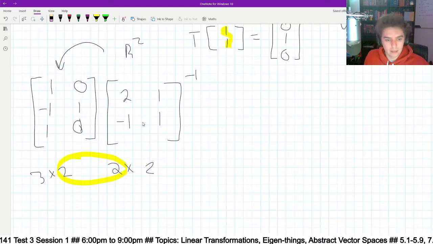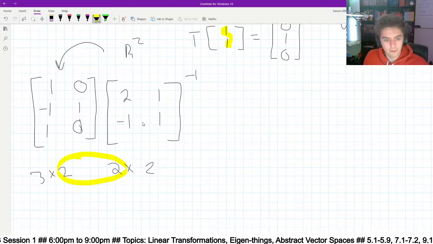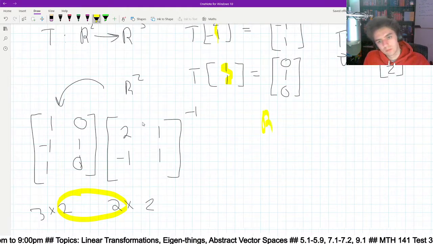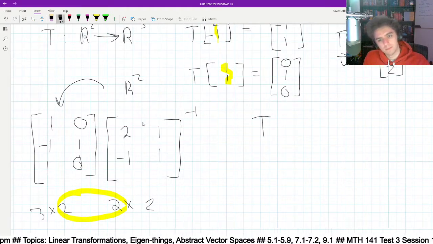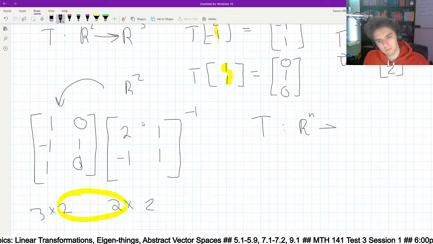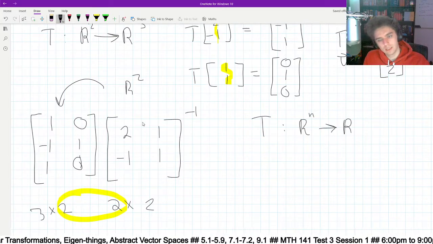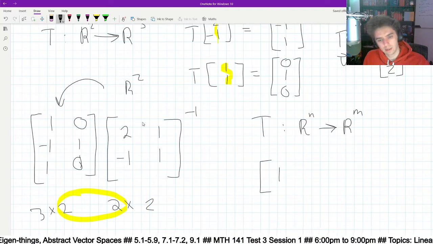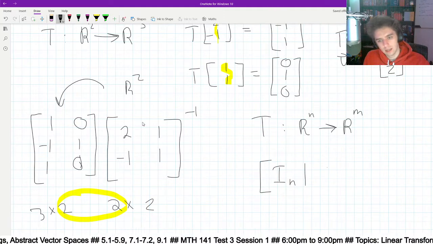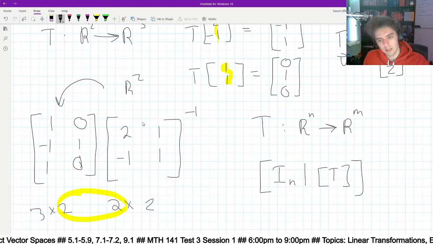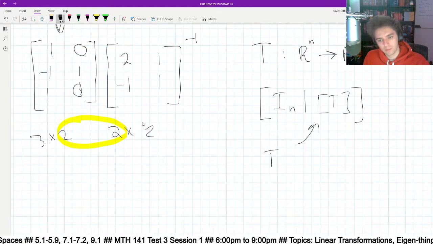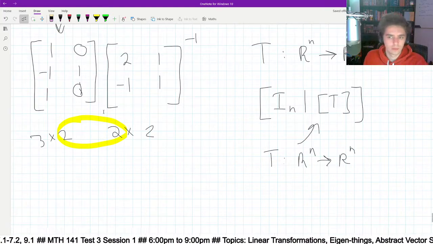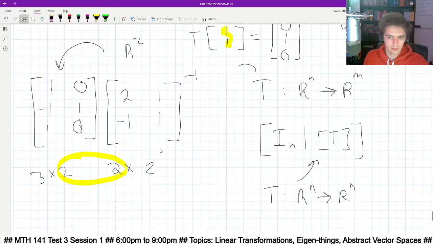So the first method that we use, that would only work if it's just Rn by Rn, and this one will work for every other type of situation? Yep. So this works for Rn to Rm. The matrix thing where you result in In and the matrix representation of T, that is only for Rn to Rn. Okay, cool. Thank you.